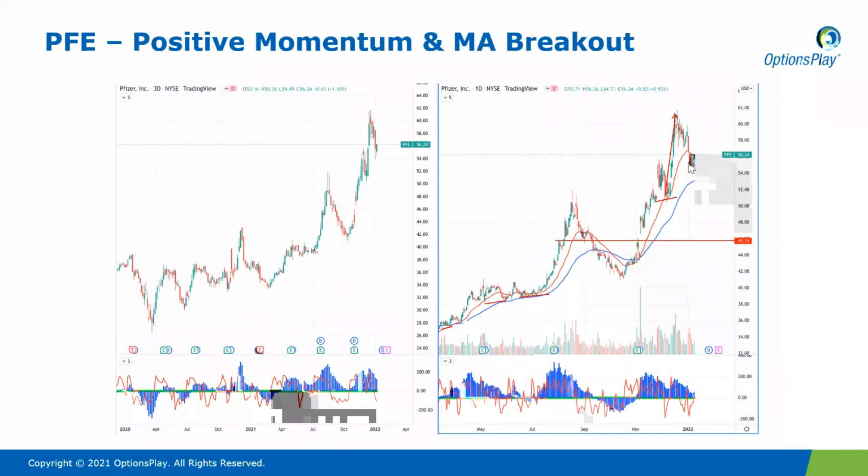And we are starting to see some bullish price action here at this level. So my expectation is for Pfizer to continue back above its 21-day exponential moving average and continue higher back to around that $60, $61 level or so.